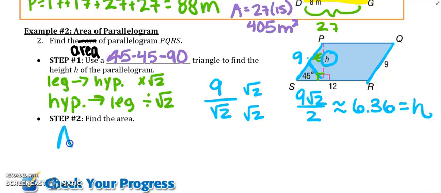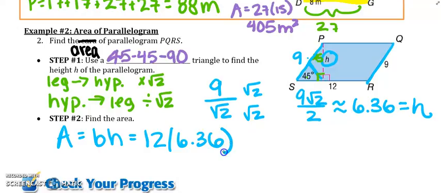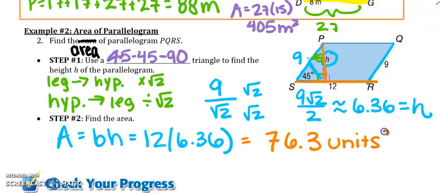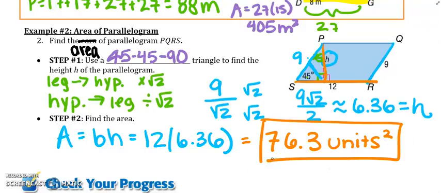Now we can find the area. Area equals base times height. 12 and 6.36, and we always want to check base, height. Those were the two numbers we had. Those are perpendicular. That's awesome. We get 76.3. I don't have any units here, so we put units squared. That's really important, and that's your final answer. Now pause it and work the check your progress.